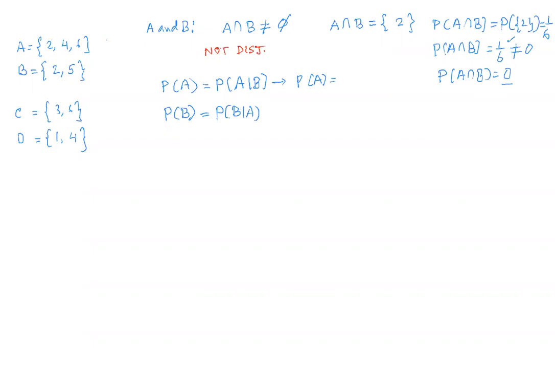What is it? 3 out of 6. Yeah, of course. When does A happen?